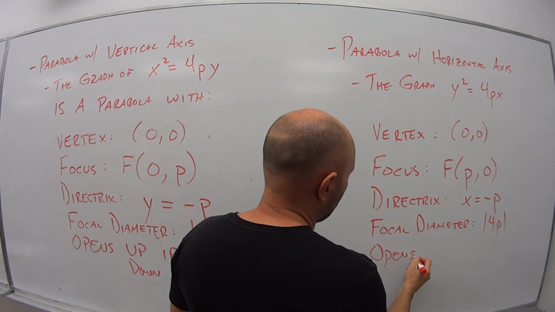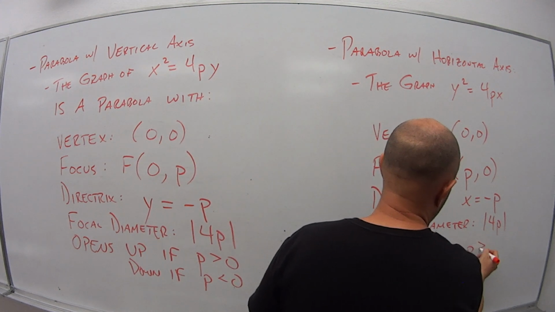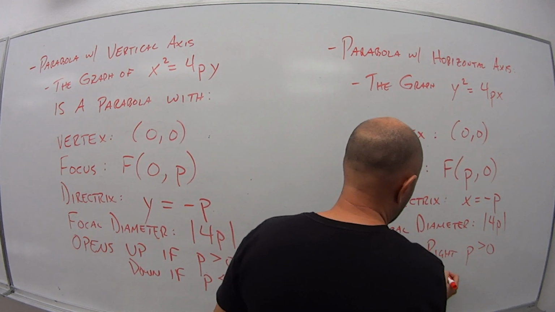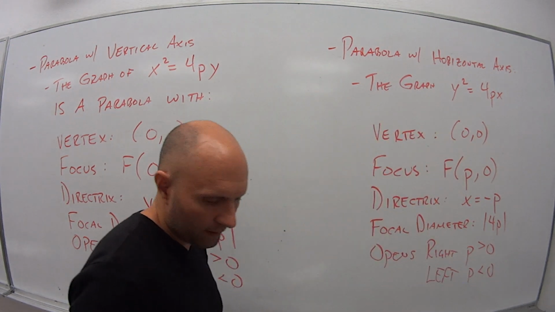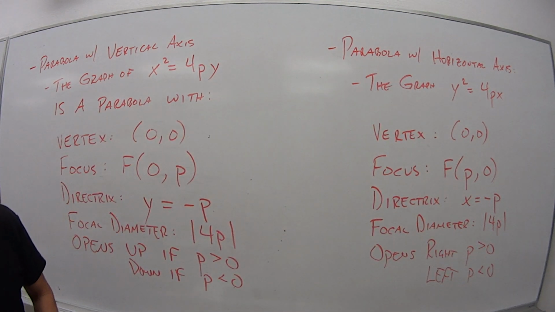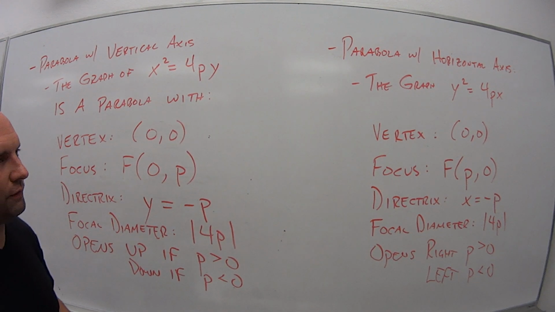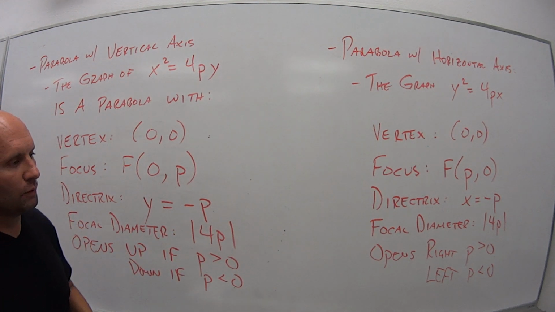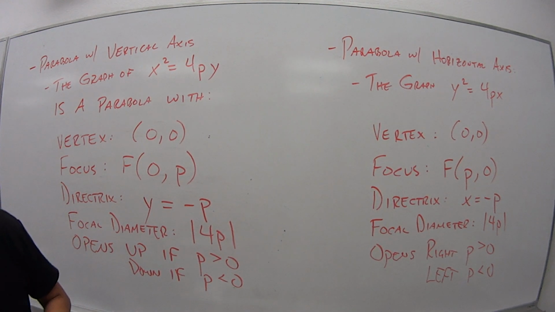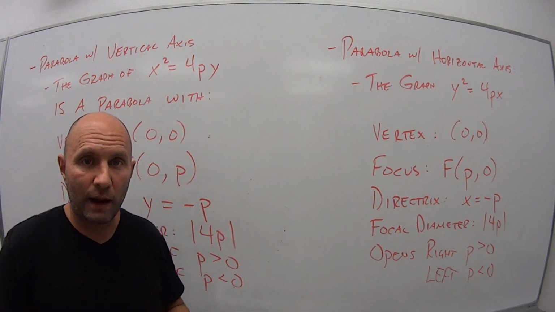And then it opens to the right if p is positive, opens to the left if p is negative. So a lot of similar ideas to our polar curves. If we have a minus sign, it's moving left or down. Same idea here with the values for p. So that's our general information for the equation of a parabola.